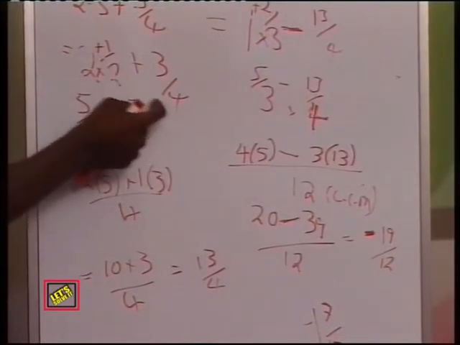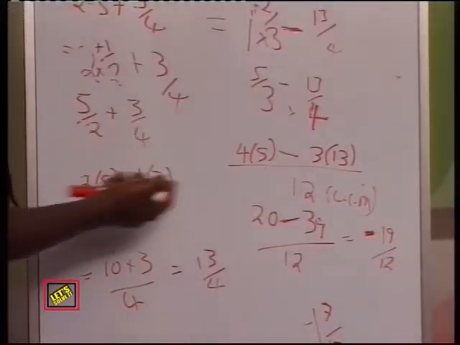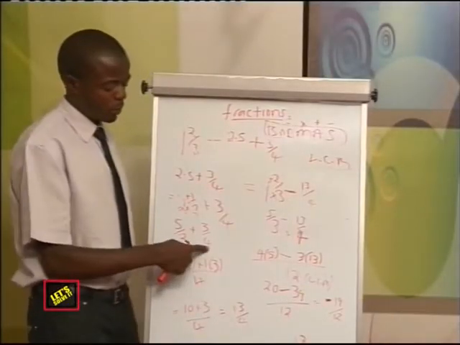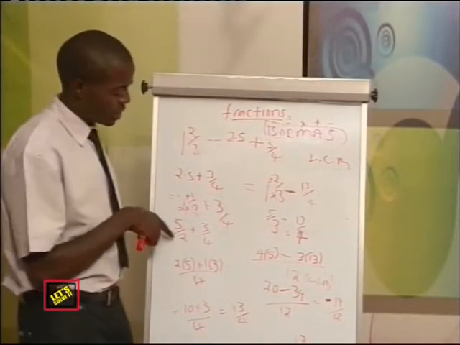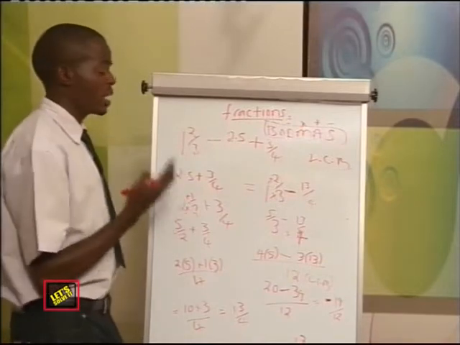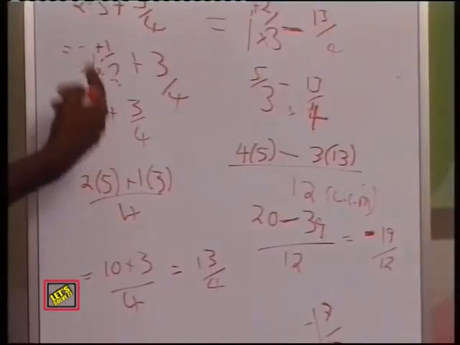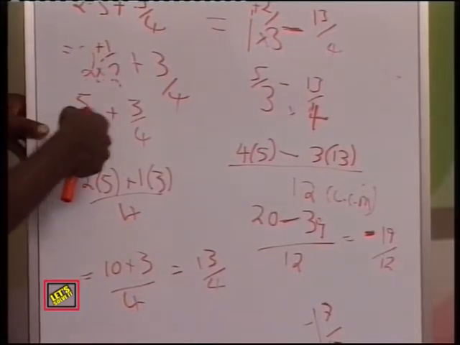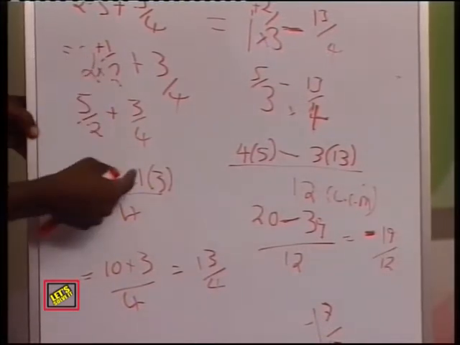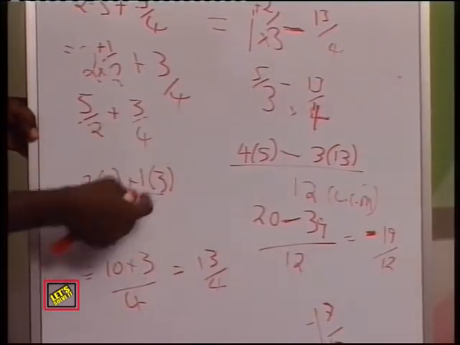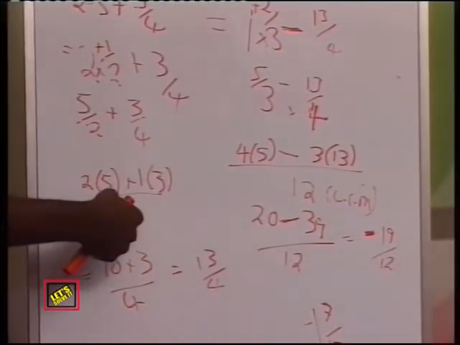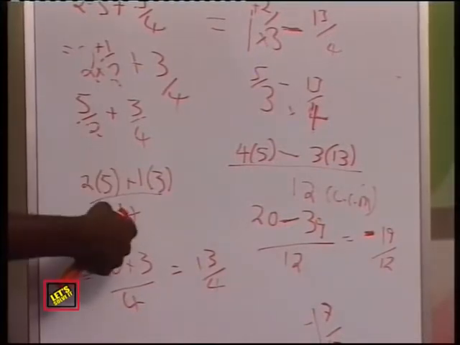When we reach here, we need to find the LCM, the lowest common multiple of 2 and 4. That is a number which we can divide 2 and 4 into without leaving any remainder. So you first ask yourself, can 4 go into 4 without leaving a remainder? Yes. Can 2 go into 4 without leaving a remainder? The answer is yes. So we use 4 as the LCM of 2 and 4. So now here we divide 2 into 4. 2 into 4, the answer is 2.